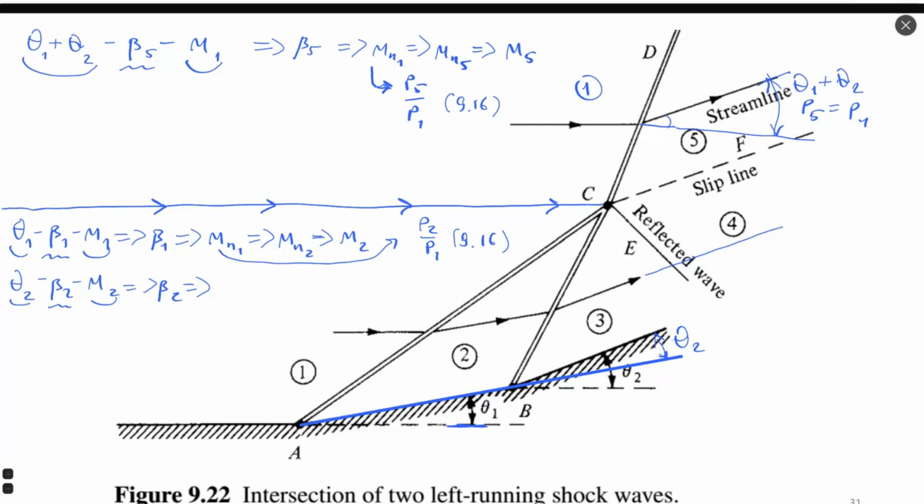Okay, let's continue with this writing, and I can write Mn2 after Mn3 and M3. So I know M3 after I got Mn2. I also obtain pressure 3 by pressure 2. And then we will multiply these two ratios to obtain pressure 3 by pressure 1. We can already write it: pressure 3 by pressure 1 is pressure 3 by pressure 2 multiplied by pressure 2 by pressure 1.